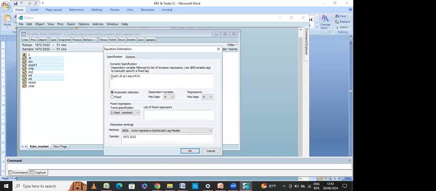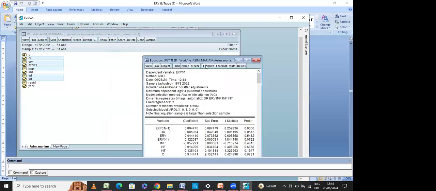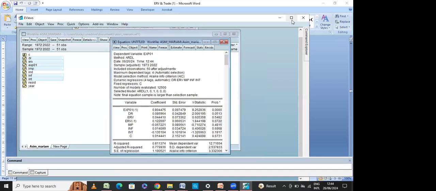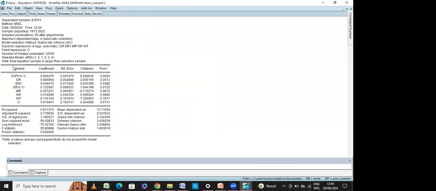So here I have all my dependent and independent variables. You can simply see them here. The method of estimation is the auto-regressive distributed lag model. And I just click on OK. So once I click here, I have all the estimations. Here you can see, this is a regression estimation based on auto-regressive distributed lag estimation.